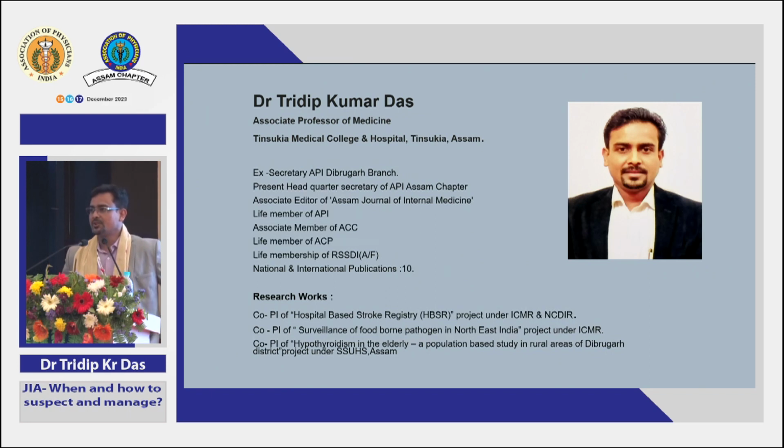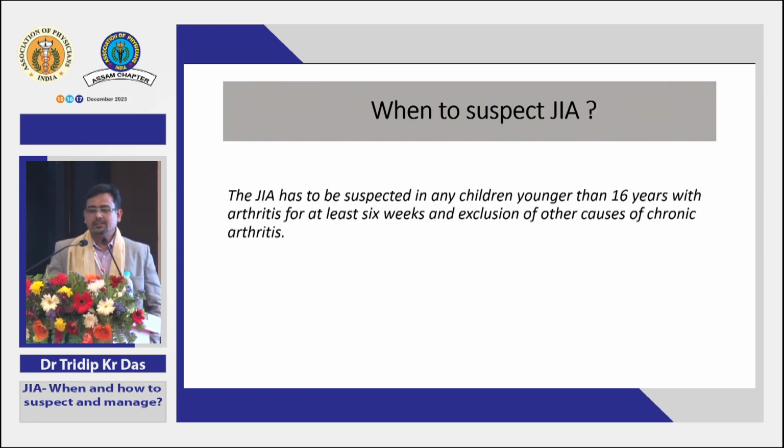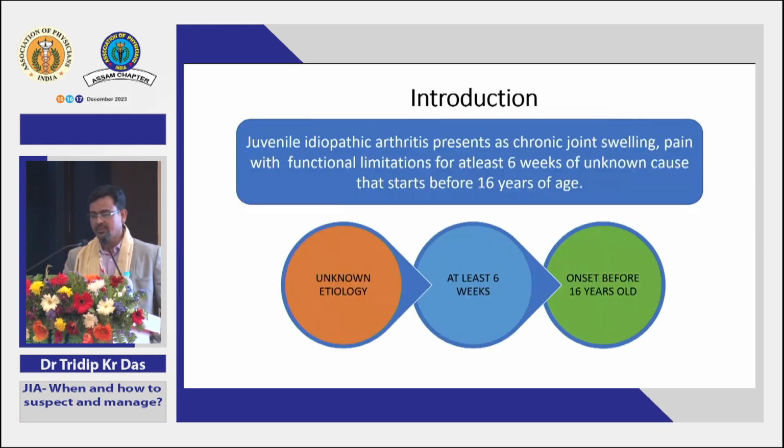So today I've been asked to talk about juvenile idiopathic arthritis: when and how to suspect and manage. So when and how to suspect a case of juvenile idiopathic arthritis. JIA has to be suspected in any child less than 16 years of age who has been suffering from arthritis, especially for more than 6 weeks, when all other causes of chronic arthritis have been excluded. It presents as chronic joint swelling and pain with functional limitation for at least 6 weeks of unknown cause that starts before the age of 16 years.